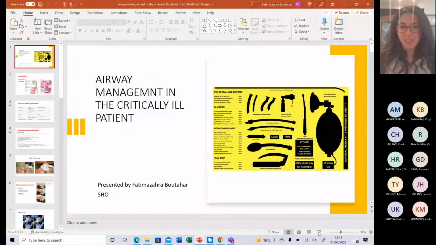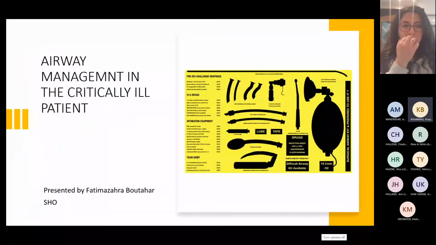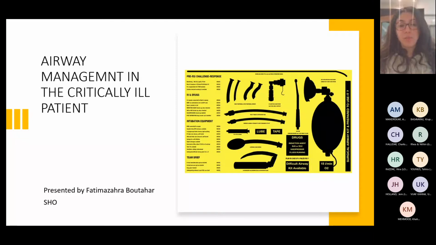Can you see my screen? Yes, we can see it. Okay, so managing the airway in the critically ill patient is a situation that you can encounter anywhere in the hospital, not just in ITU, and everyone should be able to do at least the basics and know when, because anyways, you're going to call for senior help. Most of us are not airway trained, so we just have to do the basics and wait for someone like you to come and do the rest of the job.